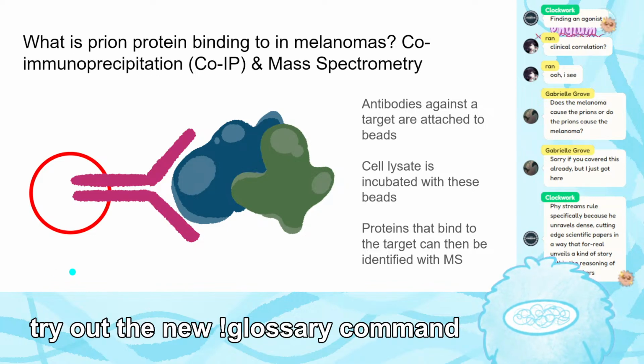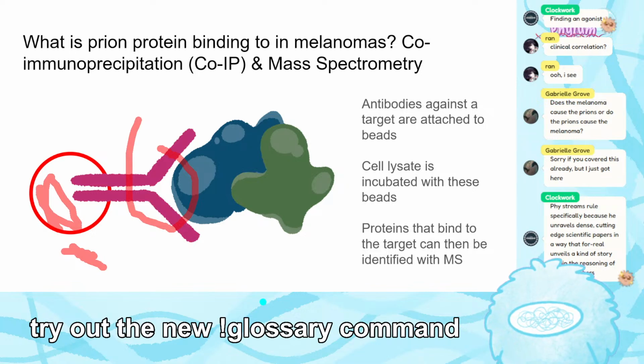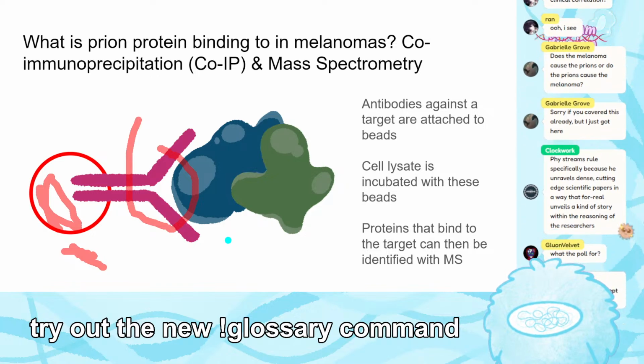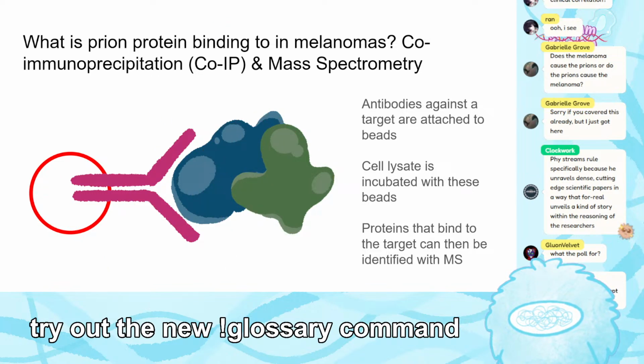The way it works is that we have beads that are attached to antibodies, attached to the prion protein. So this is a bead right here. And then we have this, which is an antibody against the prion protein, so it binds only to the prion protein. We're going to throw on just the guts of the skin cancer cell, so all the things that are in the cytoplasm. And that's going to bind prion protein. And the prion protein is going to come attached to whatever it happens to bind to. And by finding out what it binds to, we can figure out what it's doing.